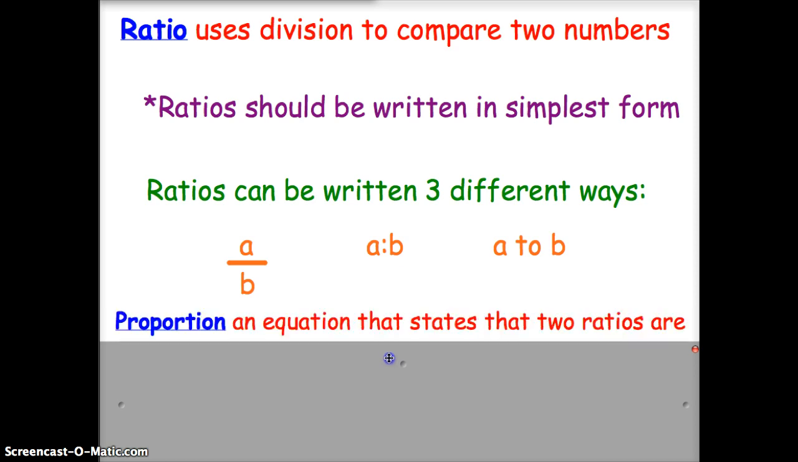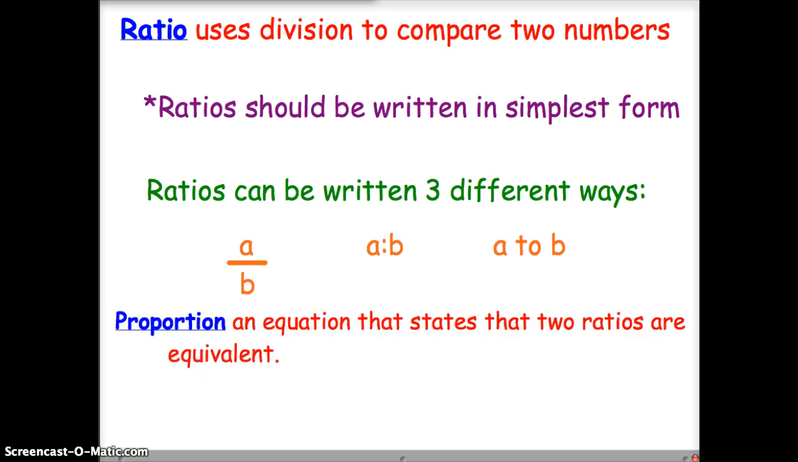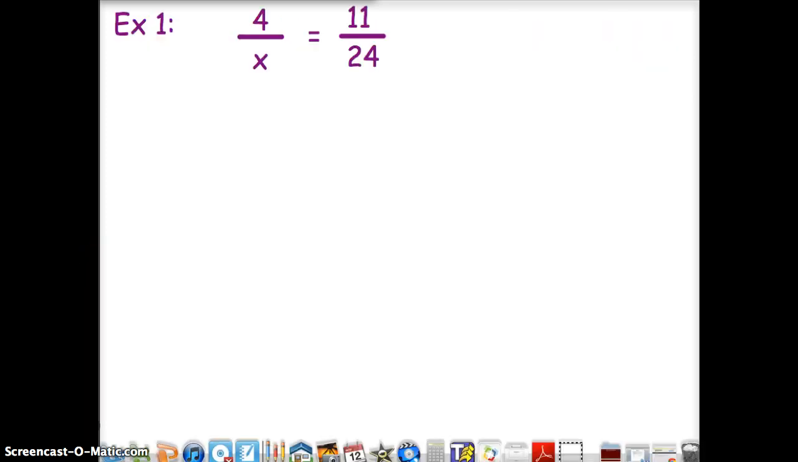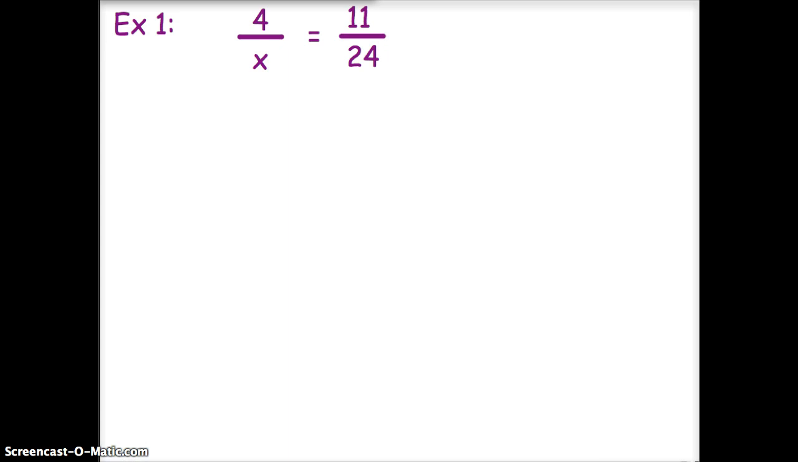We're primarily going to be dealing with proportions today. Proportions are equations that state two ratios are equivalent to each other. We can use this idea of proportions to actually calculate for a missing variable. With example 1, we're going to need to cross-multiply in order to eliminate some of the extra stuff going on.